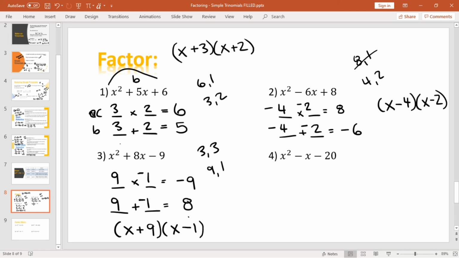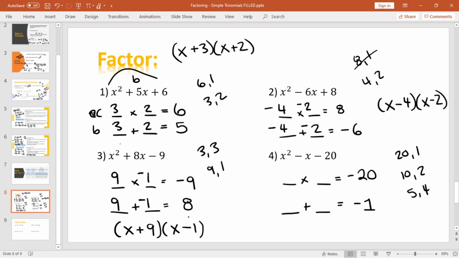Last example, I need to multiply to negative 20, so I'm looking for one positive and one negative number. And I need to combine or add to negative 1, which means the two factors must be 1 apart. How to make 20? More choices. 20 times 1, 10 times 2, 5 times 4, and I think that's it.